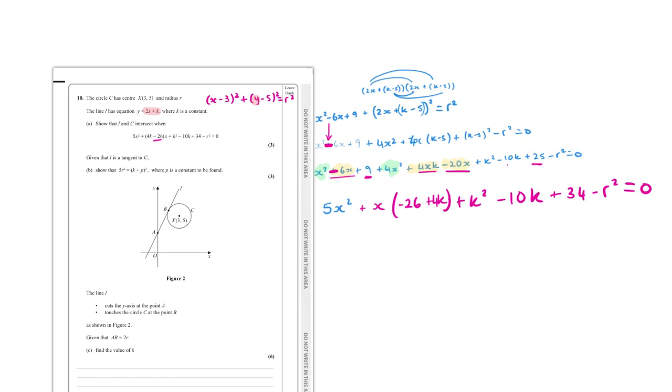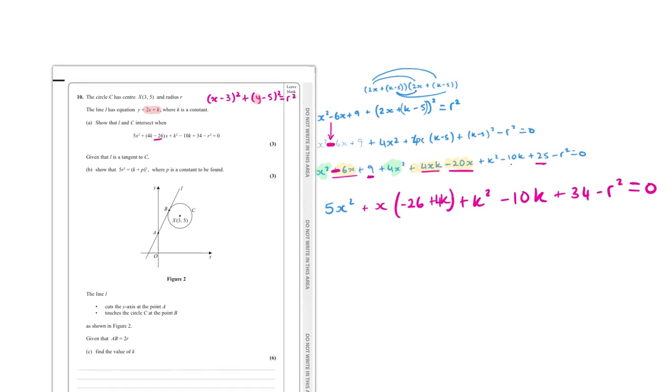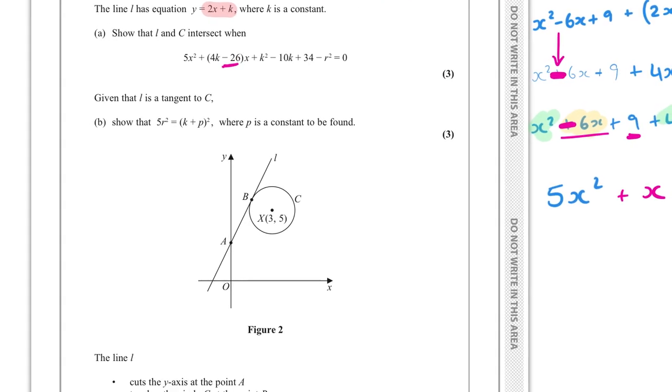Now, it then says, given that L is tangent to C. So if L is tangent to C, what does that mean?